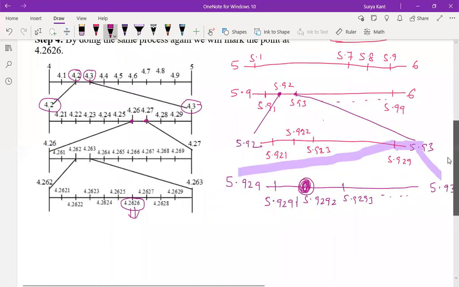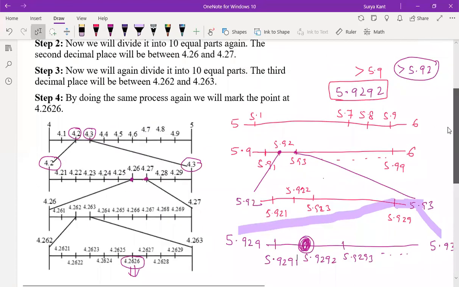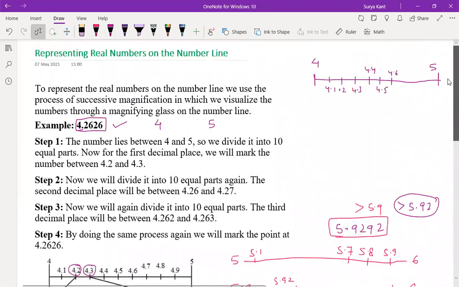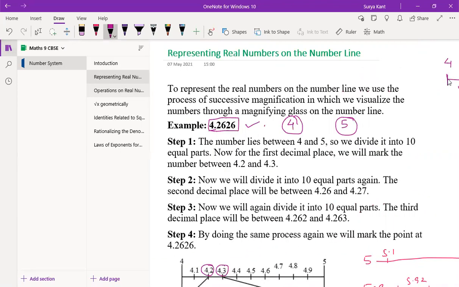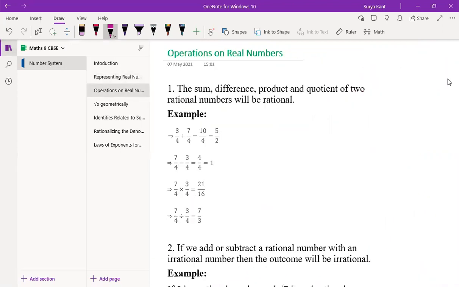There are so many questions in the textbook that you can try. If you're having doubt, you can ask. Again, we are just moving to the next topic. If anyone is having doubt in between this first part and second part, you can ask regarding rational numbers, irrational numbers, and how to represent real numbers on a number line. Till now, you can ask questions right away. As we are moving further, the next topic is operations on real numbers.